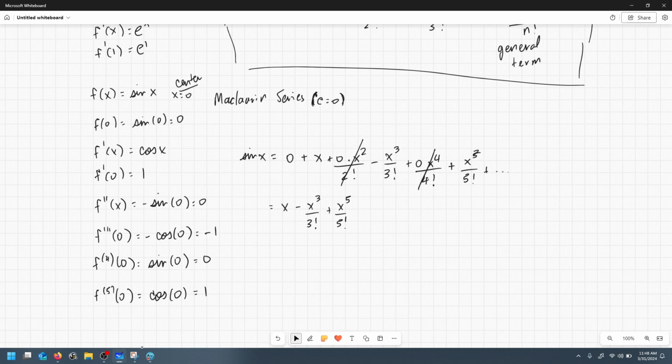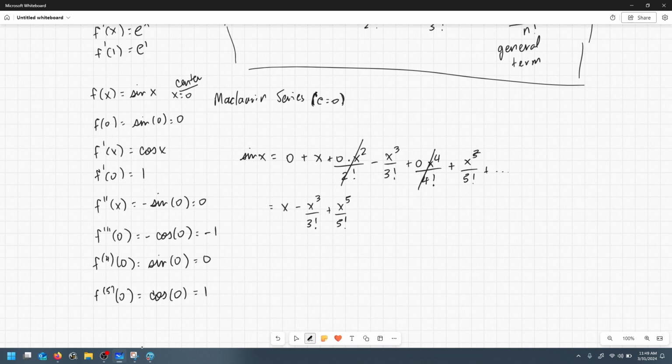And hopefully you see a pattern now. You get to a point where you see what's happening. All of your powers are going to be odd, because anytime you have an even power, the derivative is 0, and those terms go away. So you have x to the first, x cubed, x to the fifth.